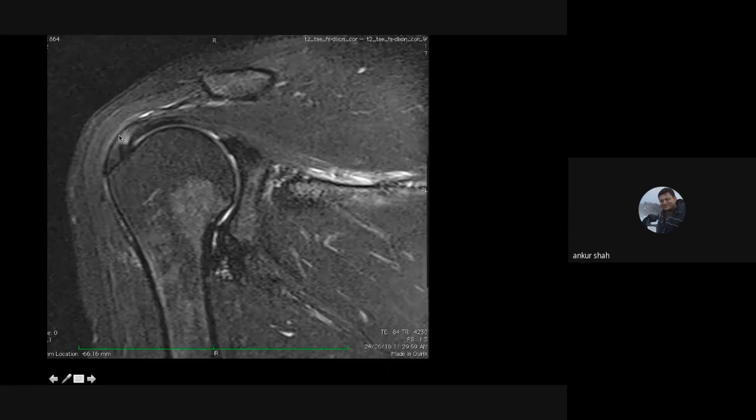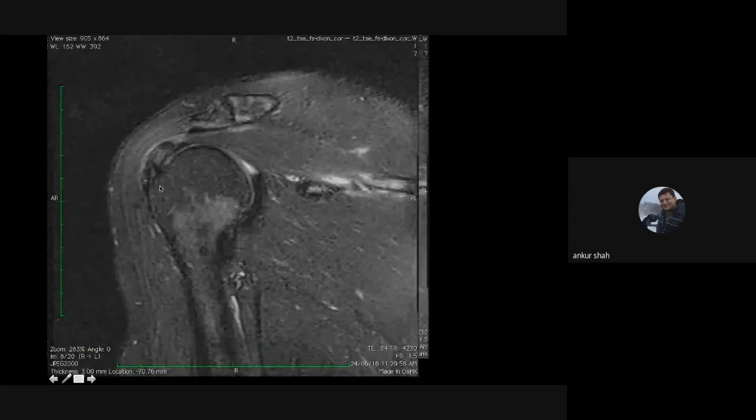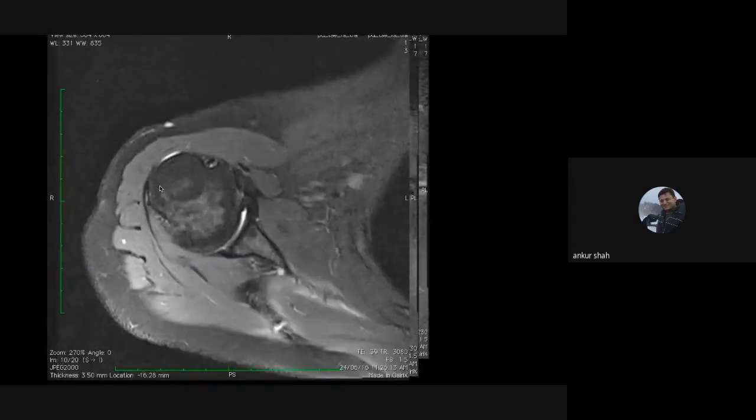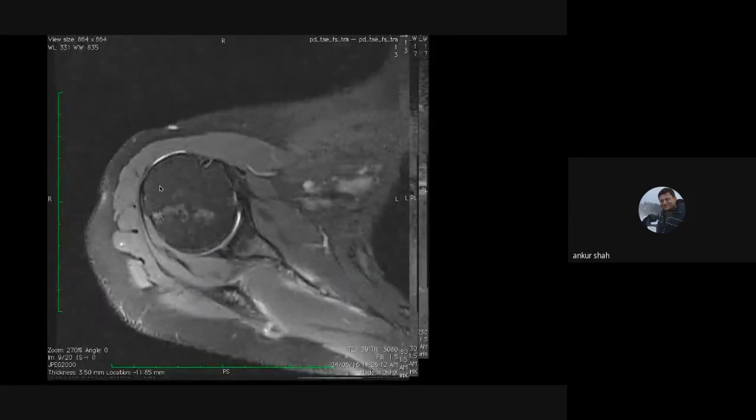There is no tear. The fibers are intact. The signal is less bright than that of fluid. So this is the supraspinatus tendinosis, which does not explain so much of the severe pain that the patient had. But what else could we find?